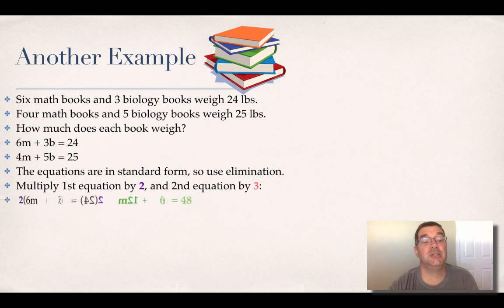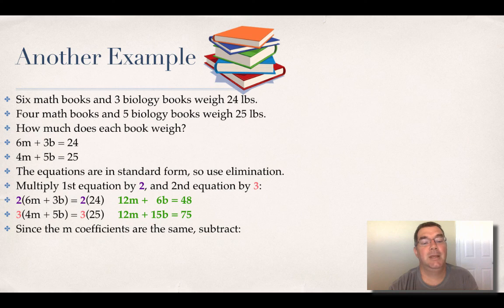So the first equation, 6m, is going to become 12m, 3b is going to be 6b, and 24 is going to be 48. In the second equation, if I multiply everything by 3, the 4m will be 12m, the 5b will be 15b, and the 25 will be 75. So the m coefficients are now the same, so I can subtract. 12m minus 12m is nothing. 6b minus 15b is negative 9b, and 48 minus 75 is negative 27.